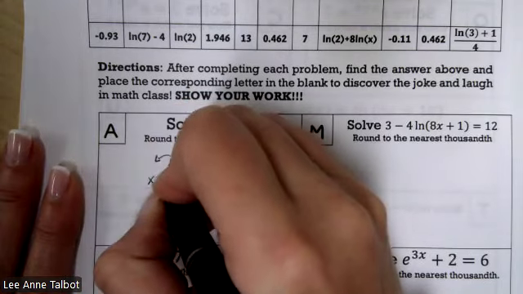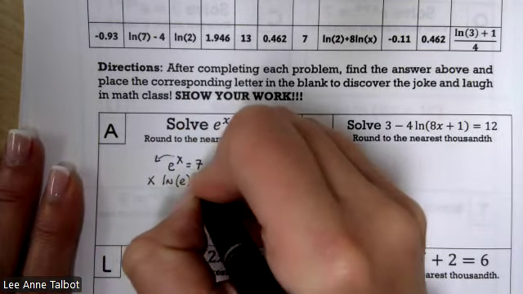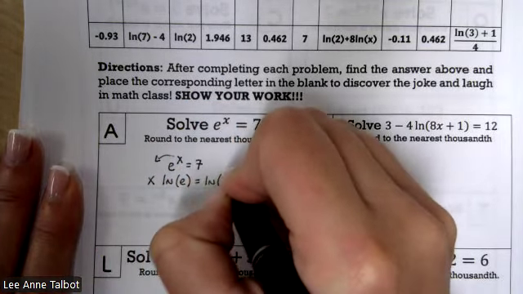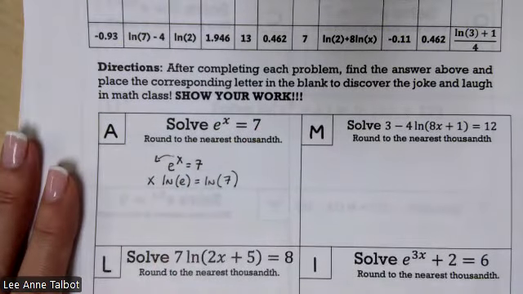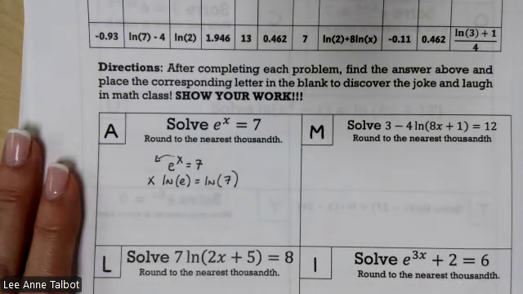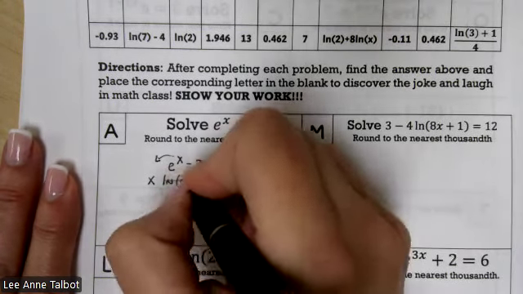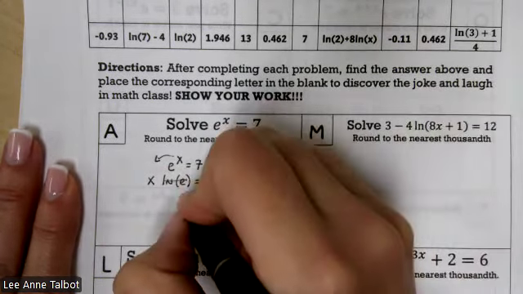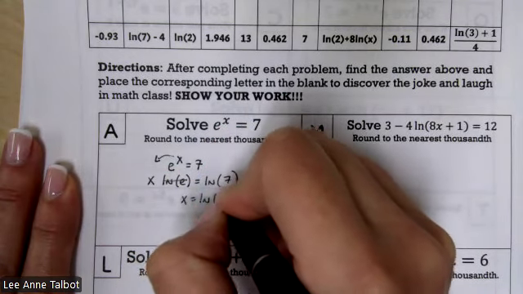So x times natural log of e equals natural log of 7. So remember, when you're logging both sides, if there's an e in the problem, you want to use natural log, not plain log. Why? Because natural log and e cancel. X equals natural log of 7.